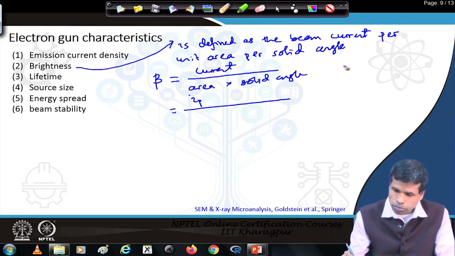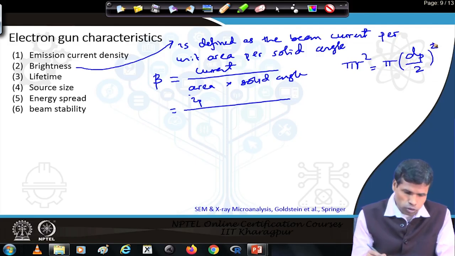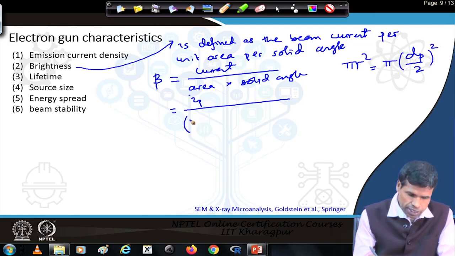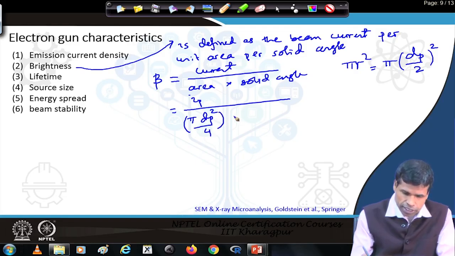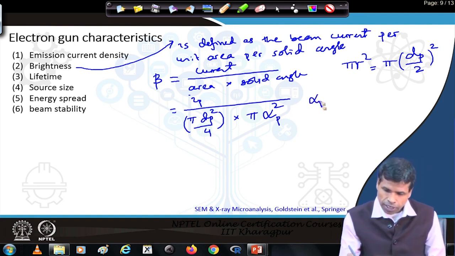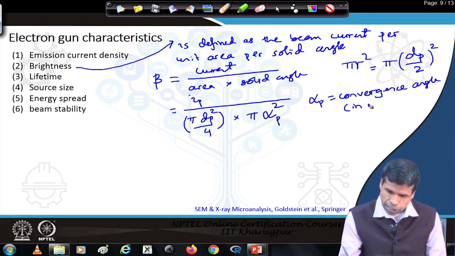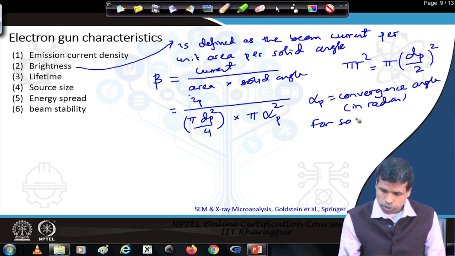Then the area, we know, is pi r squared, where r is nothing but the probe diameter divided by 2. Probe diameter is dp, so I can write area as pi dp squared divided by 4. Then for the solid angle we write pi alpha p squared, where alpha p is the convergence angle in radians, and the unit is steradian.